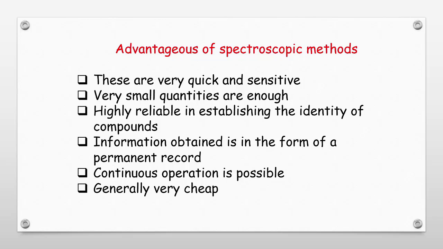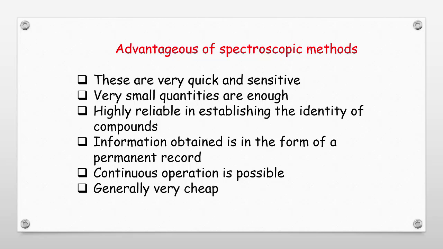The spectroscopic techniques have several advantages, and they are very quick and sensitive. A very small quantity of the sample is enough for taking spectra, and even this small quantity can be recovered after the analysis is over. The measurements are highly reliable in establishing the identity of the compounds. The information obtained in these measurements is in the form of a permanent record. That is, you can refer to it later on for comparison of some unknown compounds.